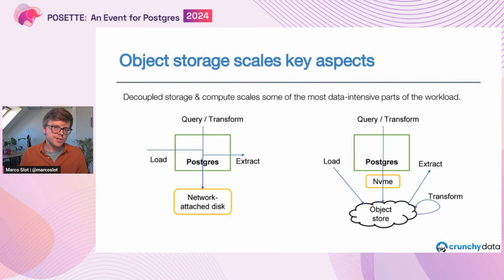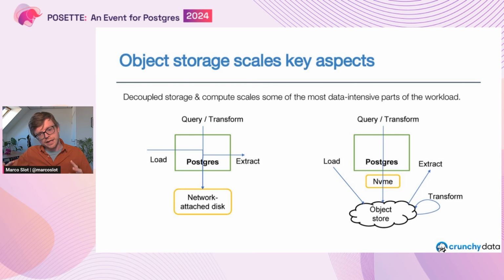And object storage is also an important aspect of scaling these types of workloads, because in the traditional data warehouse, where I collect everything in one database, those servers are usually very busy just loading all the incoming data and extracting large amounts of data for other applications, doing all the data transformations that need to happen, and then also doing the queries.